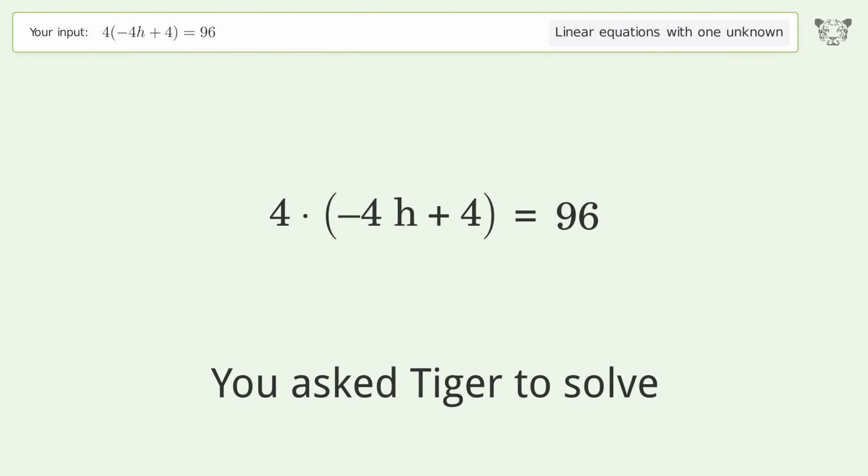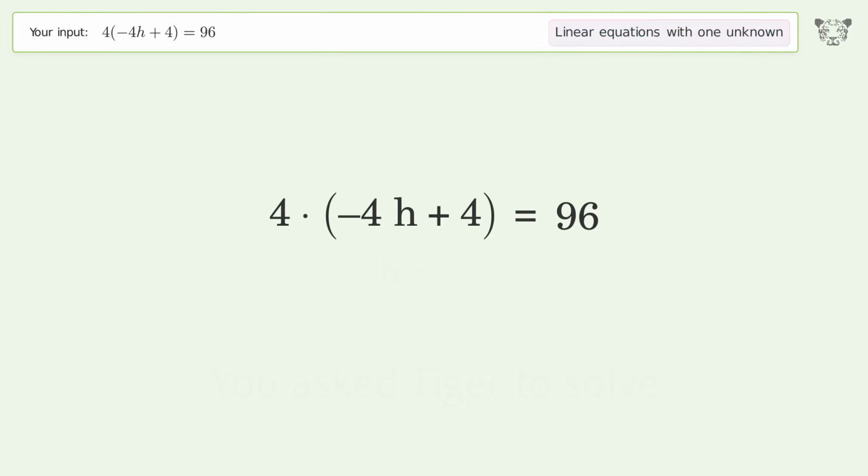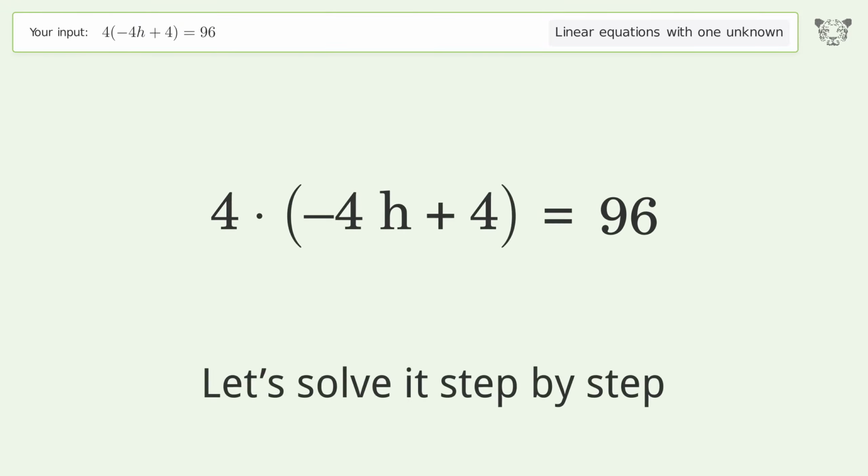You ask Tiger to solve. This deals with linear equations with one unknown. The final result is h equals -5. Let's solve it step by step.